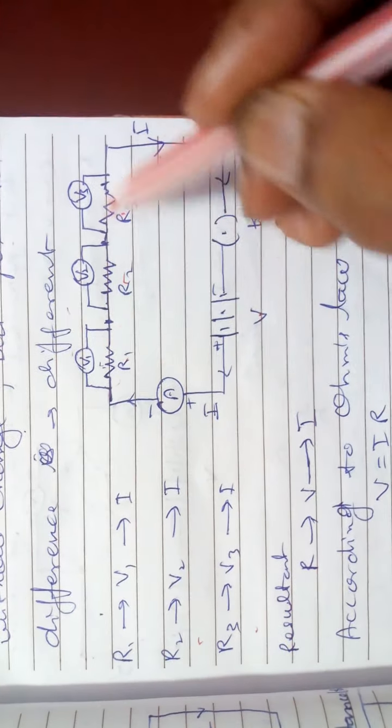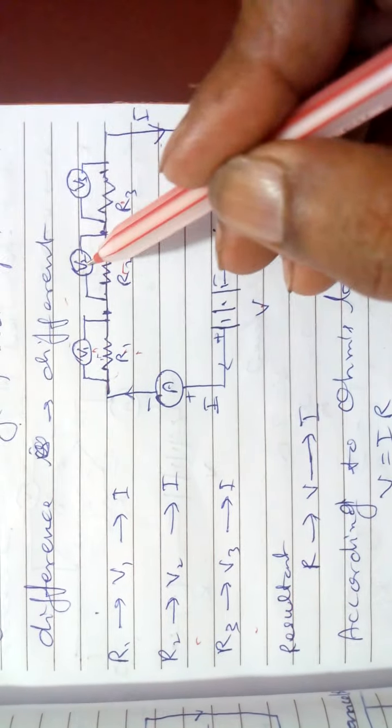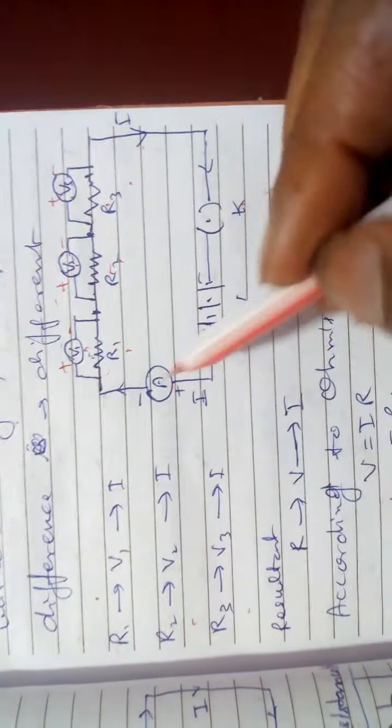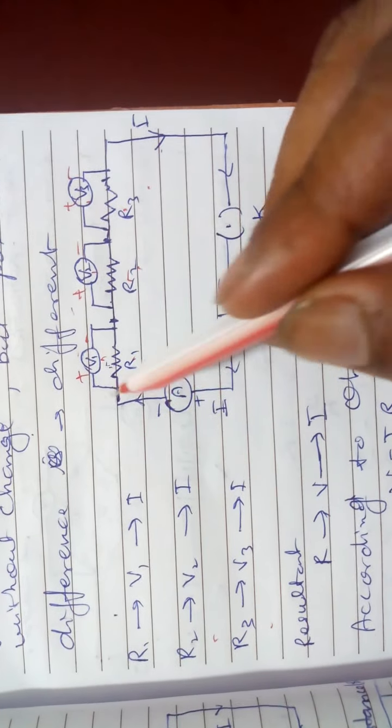There are 3 voltmeters. V1 is the voltage of the first one, V2 is the potential difference of the second, and V3 is the third. They are different, but the current in all will be the same. Here the terminals go positive, negative, positive, negative, positive, negative.